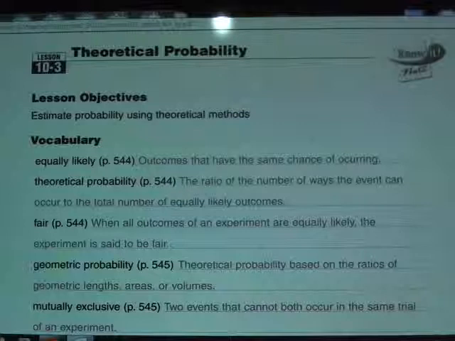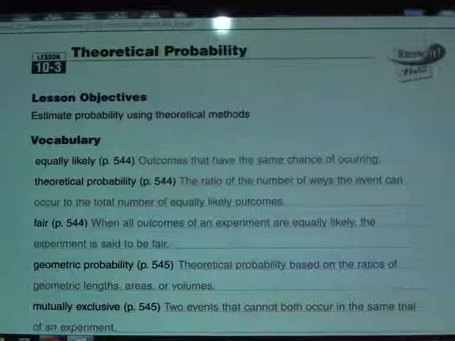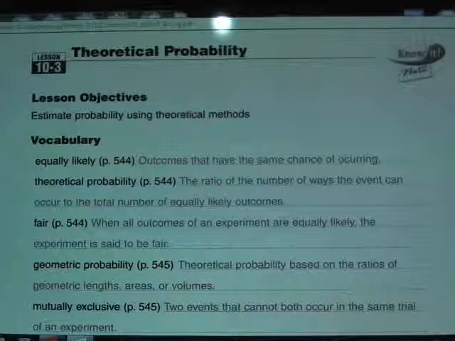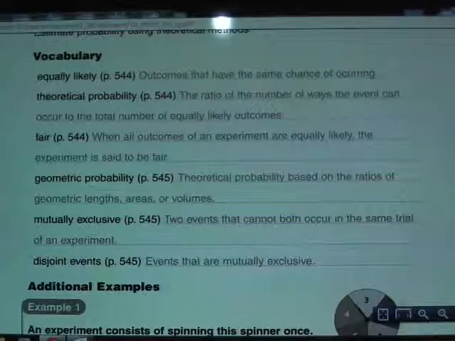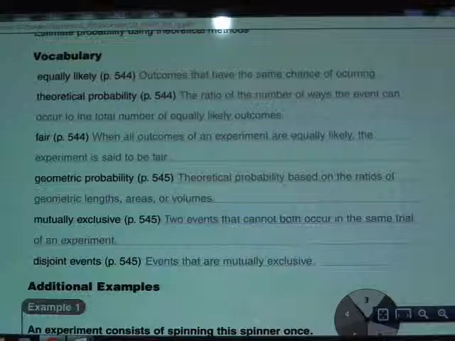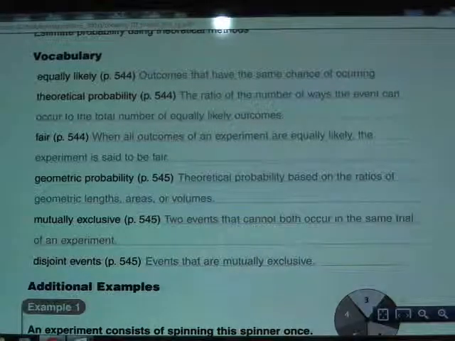Geometric probability is theoretical probability based on the ratios of geometric lengths, areas, or volumes. That's going to play more into the concept of what I just talked about, where if we have different size things, then we're going to look at their geometric probability. And mutually exclusive: two events that cannot both occur in the same trial of an experiment. As we scroll down, we see one more definition there, the concept of disjoint events. Those are events that are mutually exclusive.